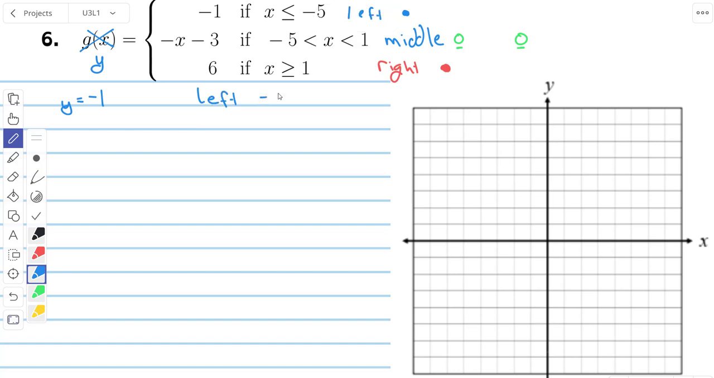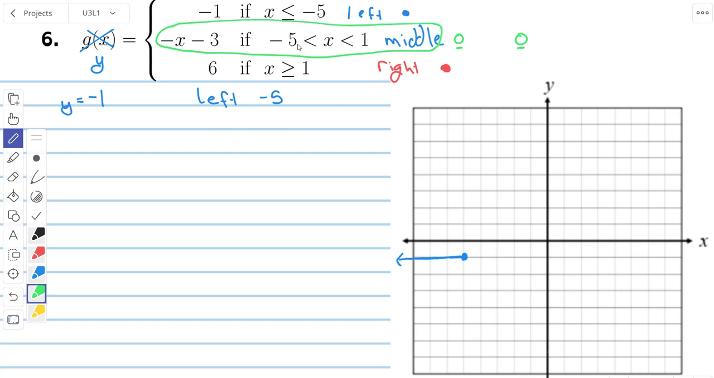Of -5. So I'm going to come down here to -5. And I'm going to go down to -1, put an open dot, and then it's going to be a line that goes to the left from there. Or a closed dot, excuse me.